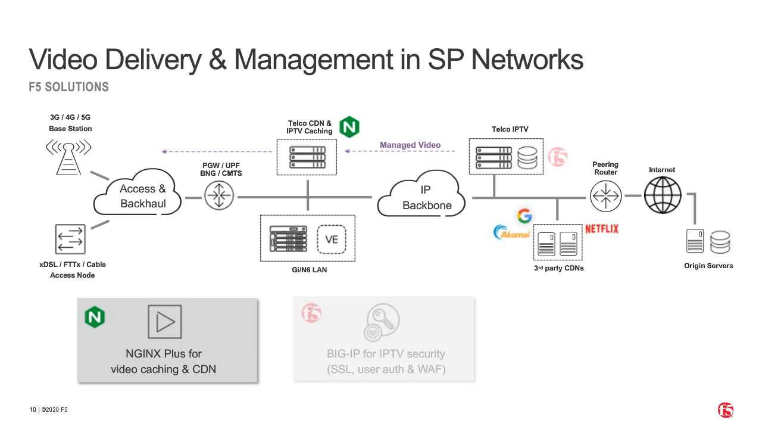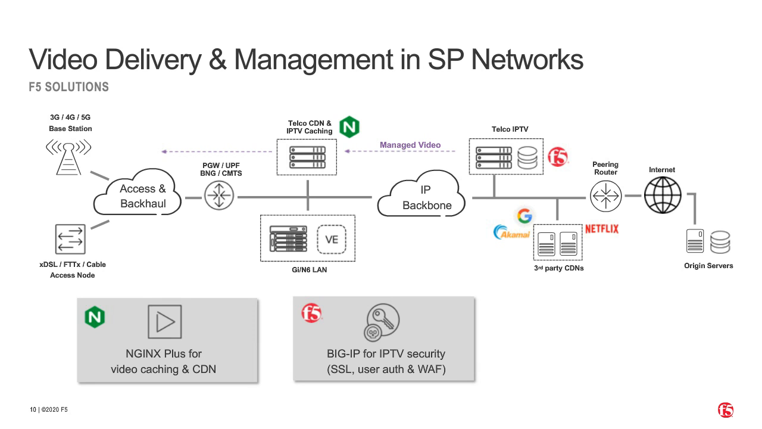The second element is F5 as an ADC solution in the data center, in the IPTV data center, to provide ADC and security solutions. Examples are SSL offload of the front end or of the video streaming itself, and protecting user authentication, which is very important today. The IPTV platforms that require authentication are attacked for stolen credentials. So there are solutions that F5 can provide in this area to protect user authentication and also to improve the user authentication experience.